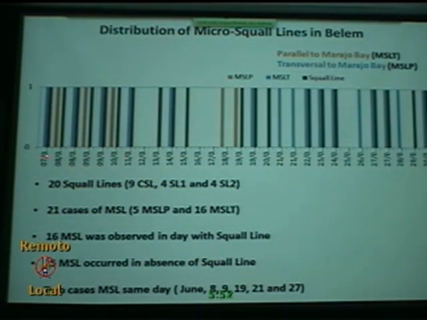It's very interesting because some days you have the three kinds of squall line, like this day, and other days. Okay, so during this time you had 20 traditional squall lines and 21 micro squall lines: five parallel and 16 transversal. Most of the days, this micro squall line was observed during the same day as a traditional squall line, and in a couple of cases we didn't have the traditional squall line.